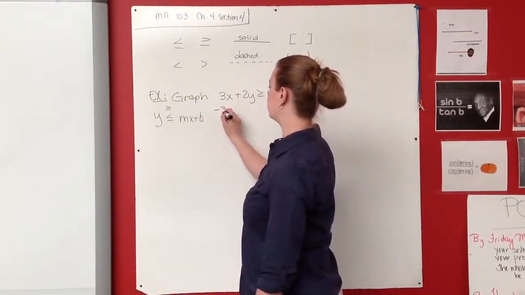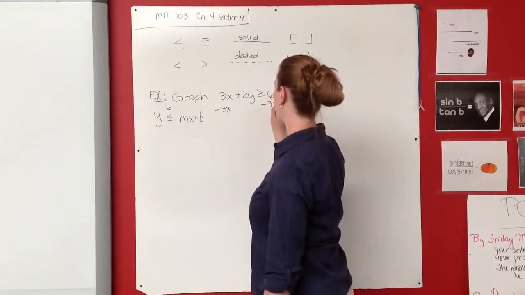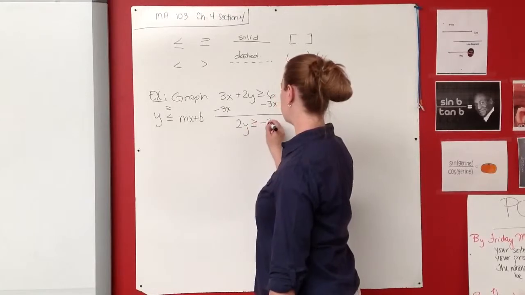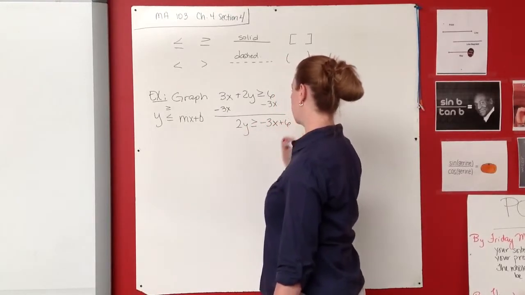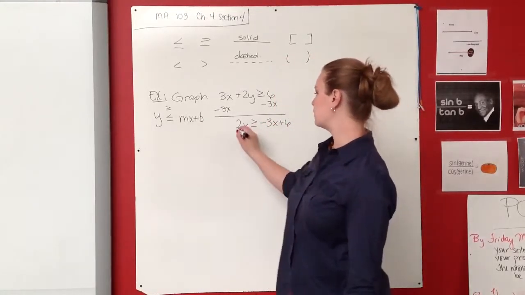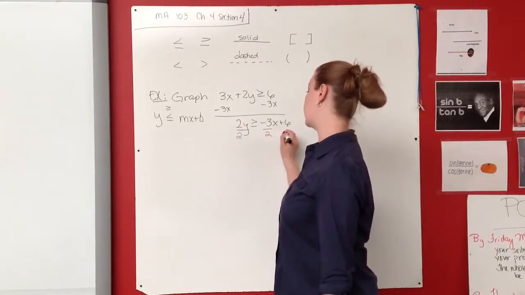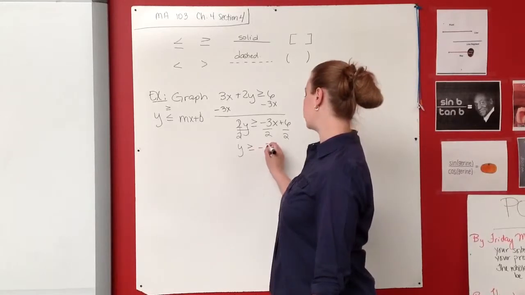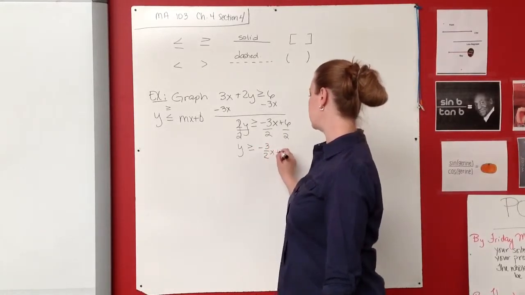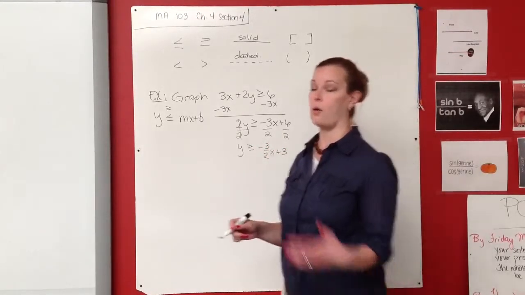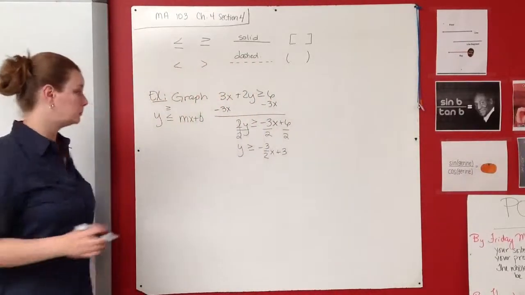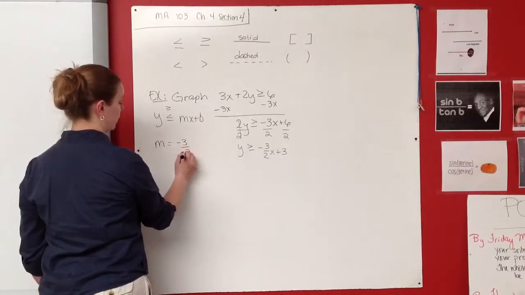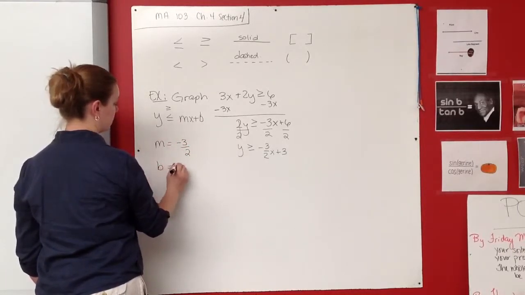So we're going to start by subtracting 3x from both sides. So we'll have 2y greater than or equal to negative 3x plus 6. Then we want to divide both sides by 2, everything by 2 as a matter of fact. So now we have y is greater than or equal to negative 3 halves x plus 3. Now, what that tells us is our slope is negative 3 over 2, and our y-intercept is going to be 3.